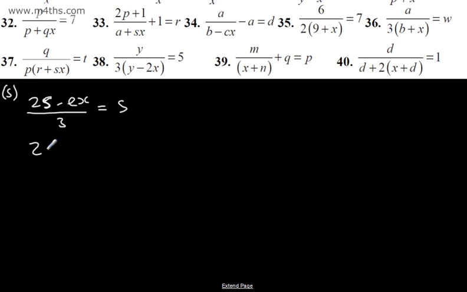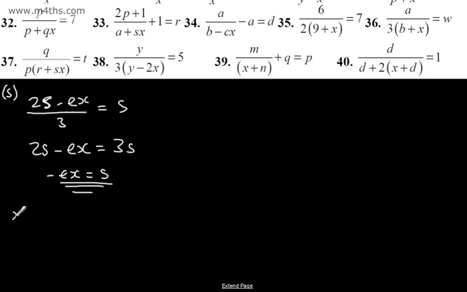So what we're going to have then is 2s minus x is going to be equal to 3s by multiplying both sides by 3. So at this stage, all I'm going to do is subtract 2s from both sides, so negative x will be equal to 1s, and we've made s the subject.